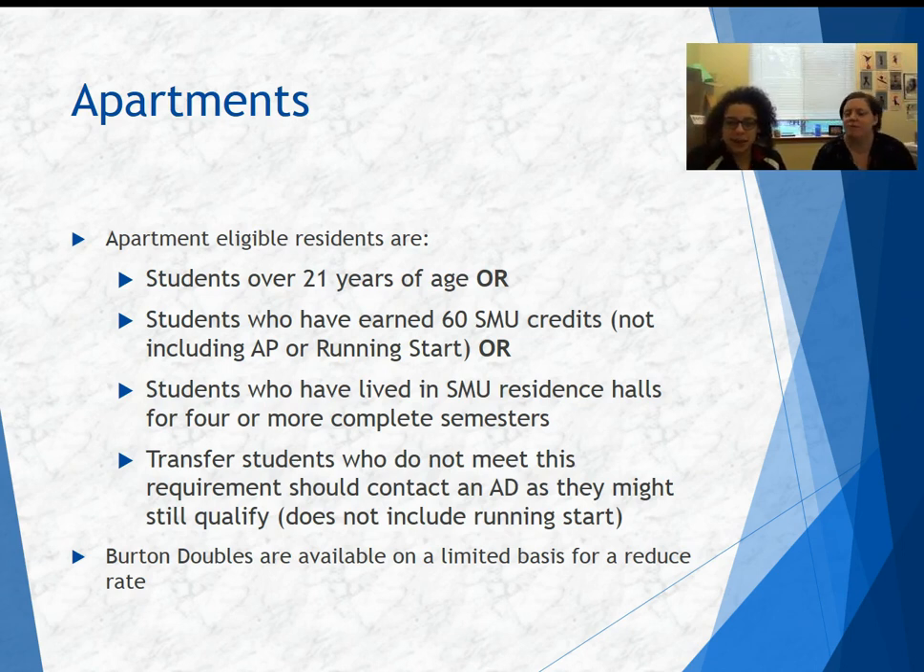Awesome. So we're going to talk a little bit about apartments, which is kind of my area. Apartment eligible residents can be one of 3 things: 21 years old, have 60 SMU, St. Martin's credits, or have lived in SMU residence halls for 4 or more semesters. So you don't need to hit all 3 of these requirements, you just need to meet one of them. If you're a transfer student and you don't meet these requirements but feel like you might, so let's say you're a transfer sophomore but you really are in your junior year of college, go ahead and come by the Residence Life office and I can talk to you about what your housing options look like and make sure that we're getting you to the right housing option that you do qualify for.